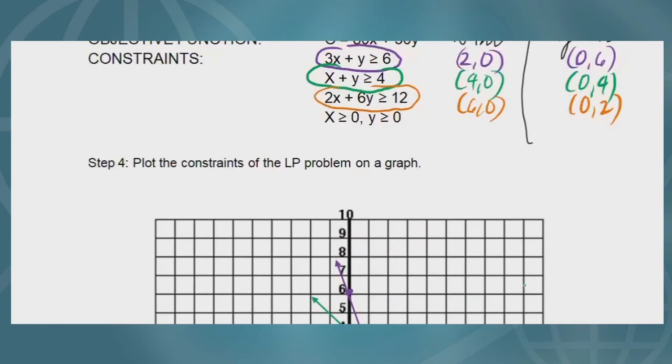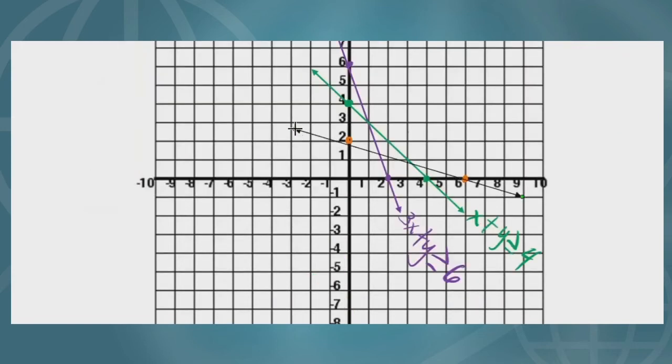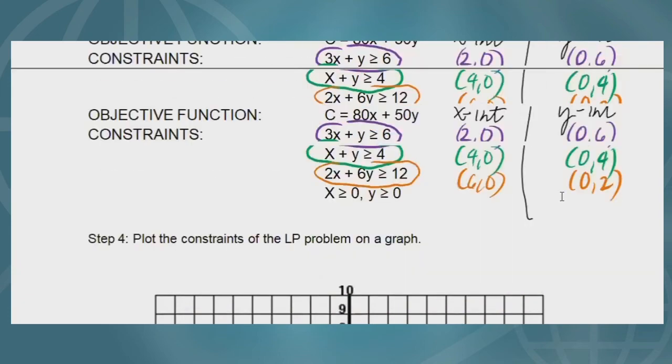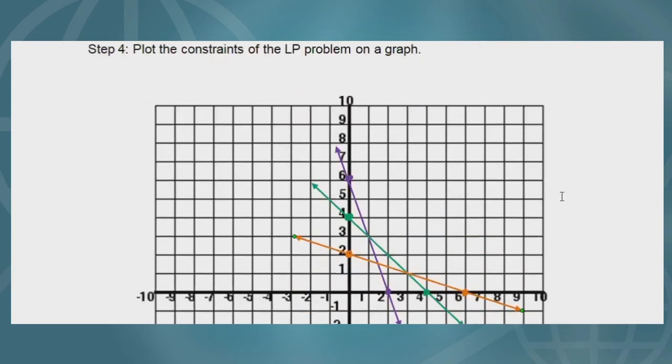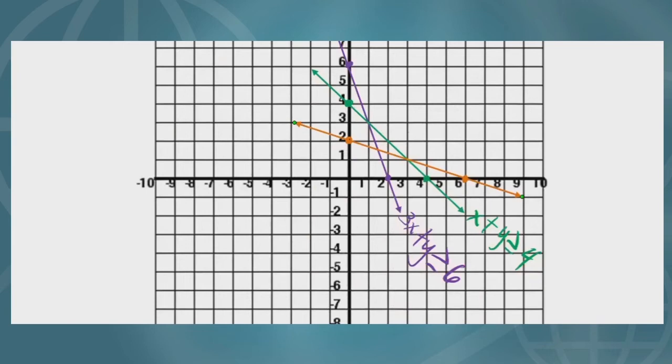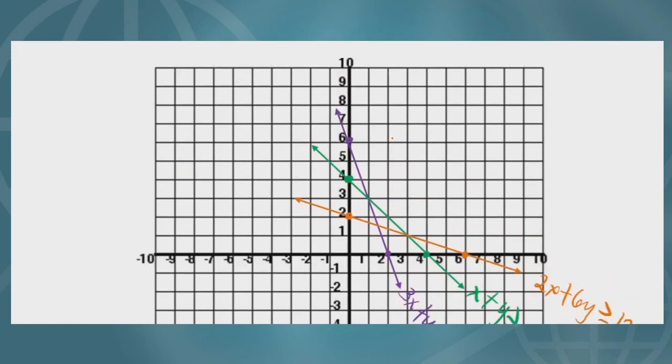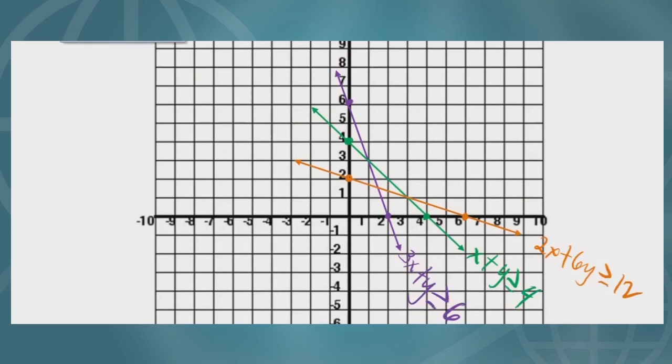Lastly, the one that I wrote in orange inks, 6, 0 and 0, 2. Draw a line that will connect the 2 points. And then name the line 2x plus 6y greater than or equal to 12. Ayan. And then, let us now get the intersection of all the lines I drew in this graph.